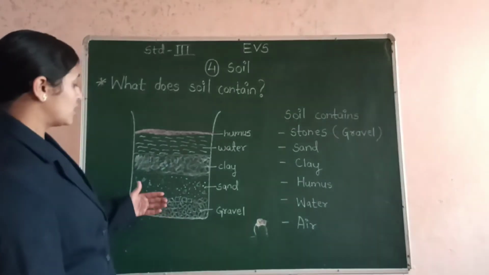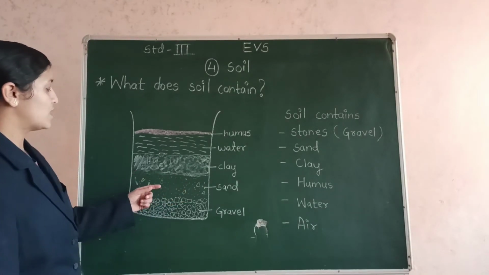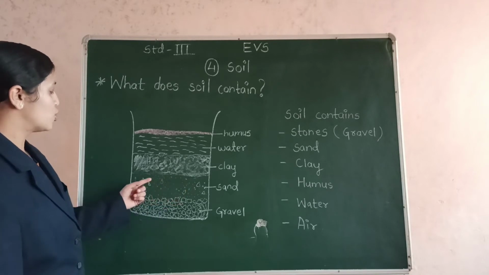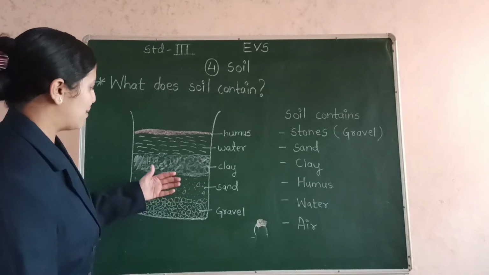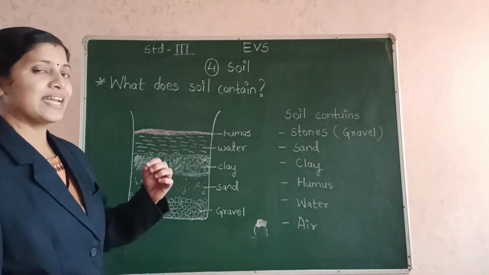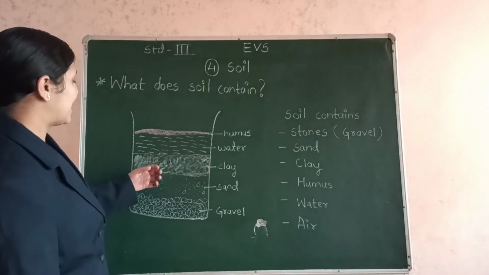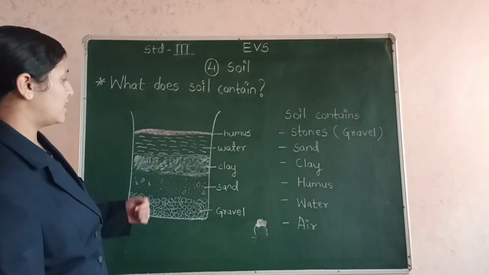After the gravel, above the gravel, you can see the sand with some particles of stones. Above the sand you will see a clay layer, that is fine soil. Fine particles of the clay can be seen in the third layer.